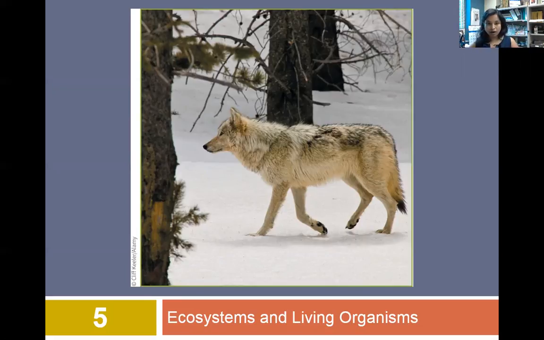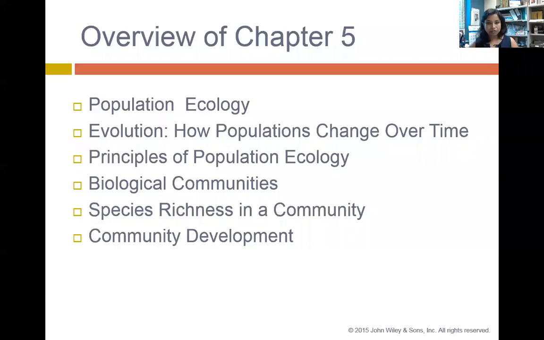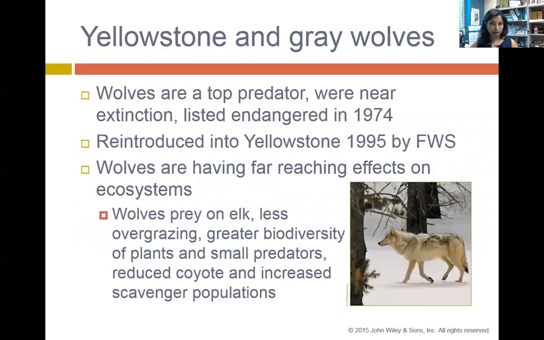So to start off this chapter, we are going to first discuss population, or the chapter is going to start off with population ecology. But before that, the chapter discusses the importance of evolution in creating diversity. And then, of course, the chapter slips into discussion about principles of population ecology and about community structures and about species richness in community, what determines it, and how does a community of organisms in a particular ecosystem develop over time. Okay, so this is the outline of the chapter.